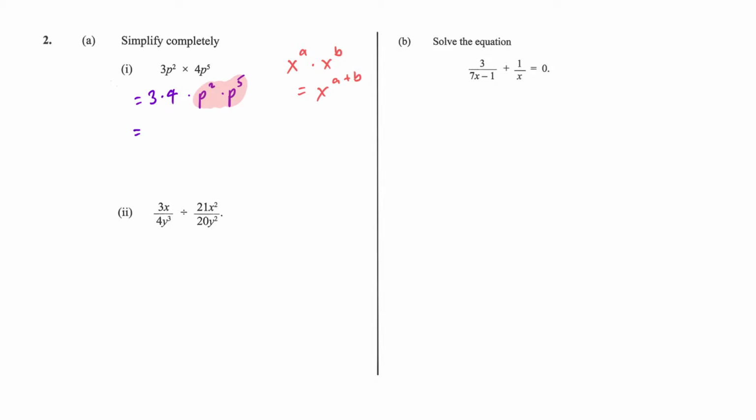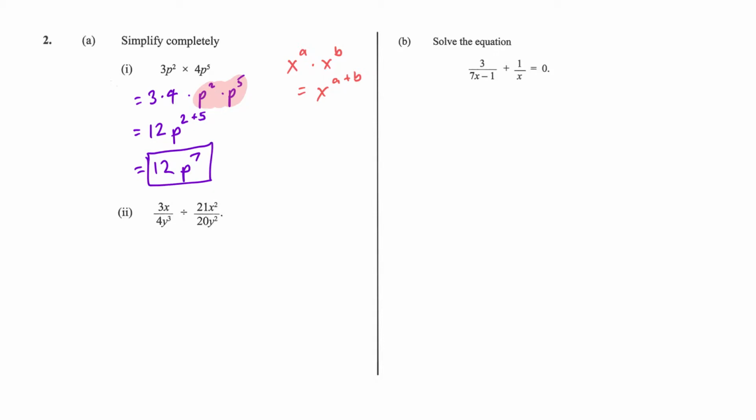First of all, I can combine the 3 and the 4 together to get 12. The p squared times p to the fifth will give us p to the 2 plus 5, according to our exponential rule. Then adding the 2 and the 5 together, we end up with 12p to the 7, and that's our final answer.